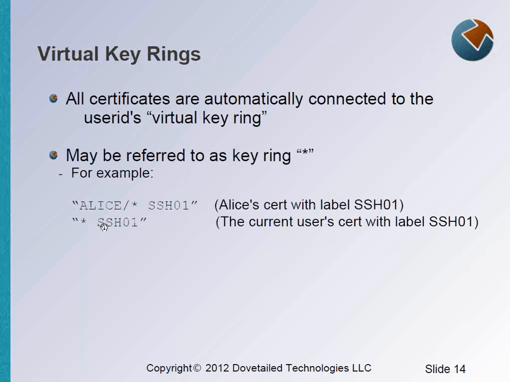Or if I'm referring to my certificate, I could just say star space and then the label name, because any certificate is automatically connected to here. I don't actually need to create a key ring and connect the certificate. In fact, once you start doing this, you realize that doesn't buy anything, and just use virtual key rings for everything, or at least I tend to do that. We'll see later when we talk about permissions.